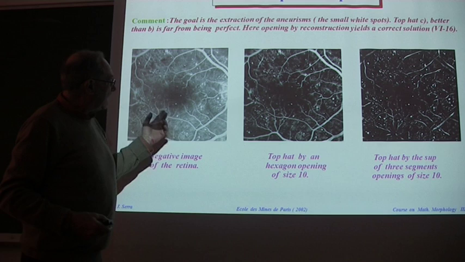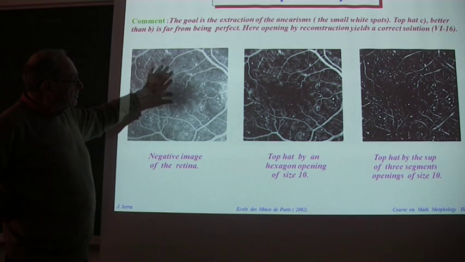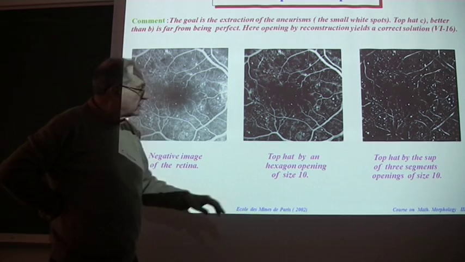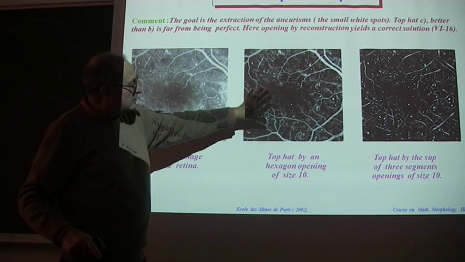An example, an initial image, and the opening is not written, and we take just the difference between the initial image and the opening by a certain hexagon of size 10. So we have suppressed the opening, which was probably not smooth, it is below, so it's not smooth. And we take the difference, so we see better the details.